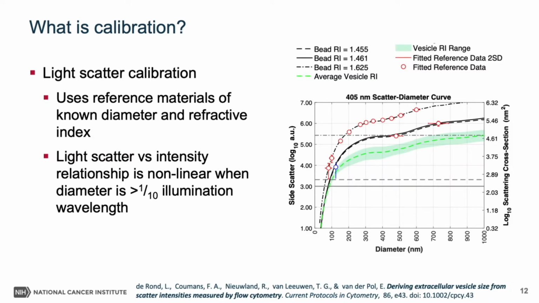In the case of light scatter calibration, the relationship for calibration of diameter to signal intensity is nonlinear. To calibrate this scale, we need reference materials of known size and refractive index. Not only is the relationship between the particles and the light scatter intensity dependent upon the diameter and the refractive index, but it's also dependent upon the optical geometry and collection angle of the system.